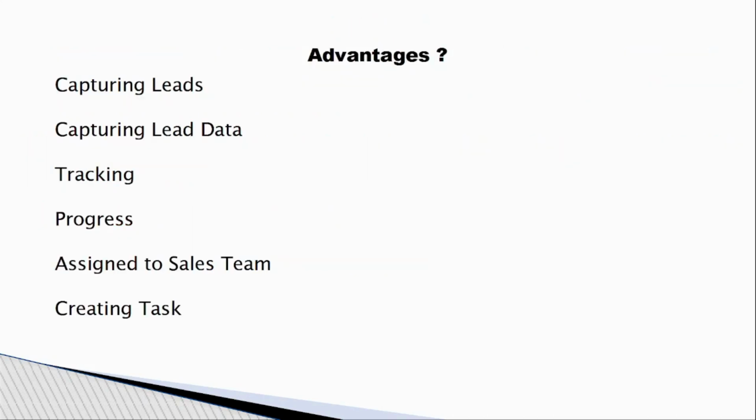Advantages of lead management will be capturing the leads, capturing the lead data, and tracking progress, such as how many leads converted to customers. For example, if out of 100 leads 20 become customers, then 20% is the conversion ratio. Progress, how these are progressing. Assigned to sales teams, where auto assign or manual assign is there. Creating tasks and tracking whether the task is completed or not. You can track everything in a lead management system.